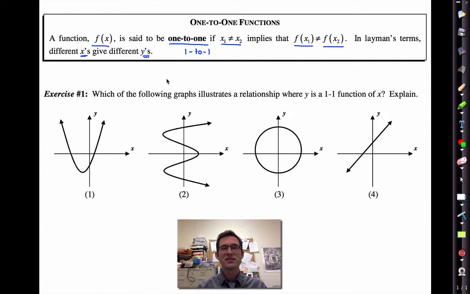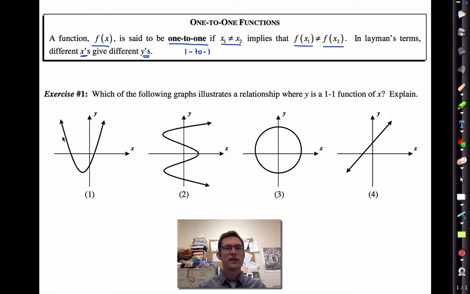All right, let's take a look at exercise 1. It says, which of the following graphs illustrates a relationship where y is a one-to-one function of x? Explain. Well, think about this a little bit, and then let's talk about it.